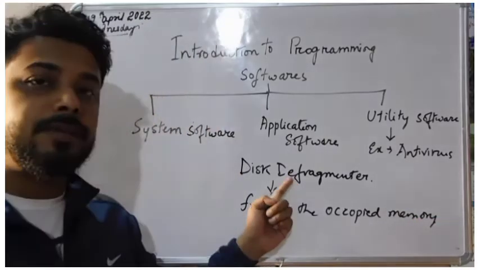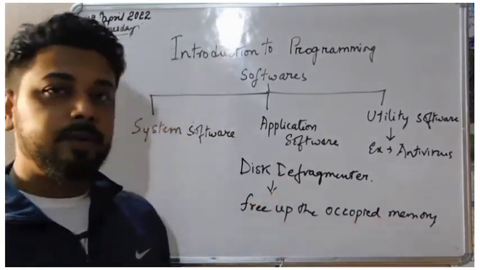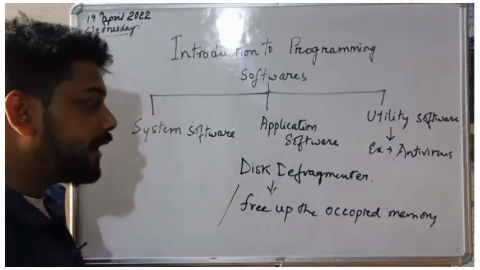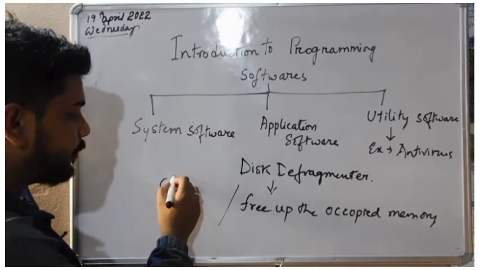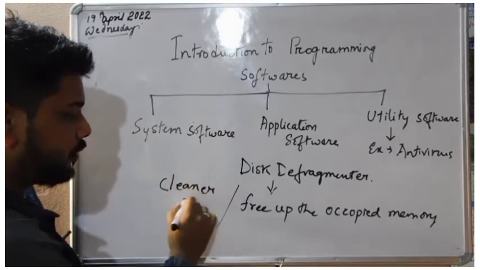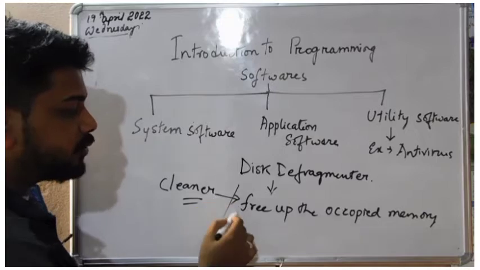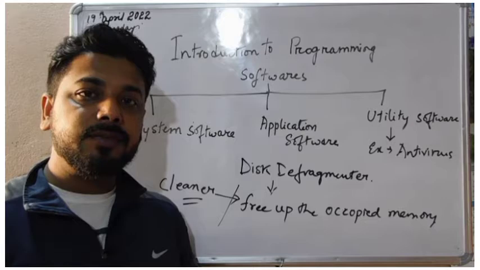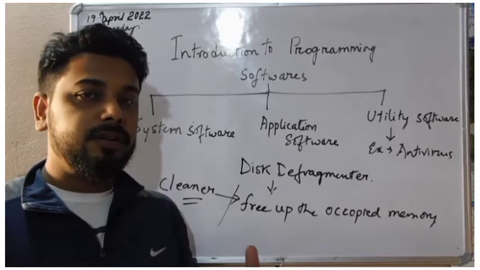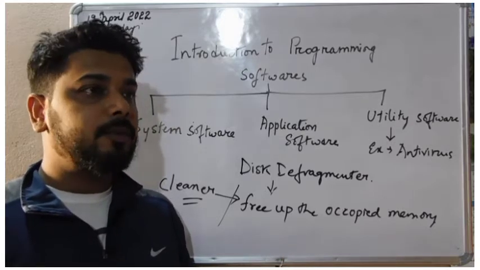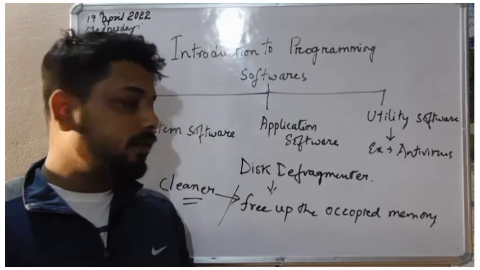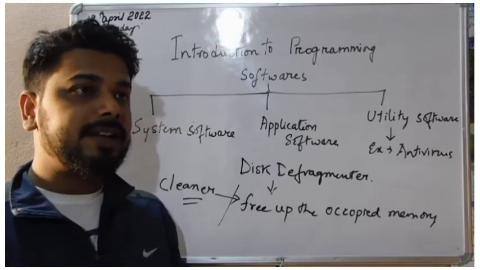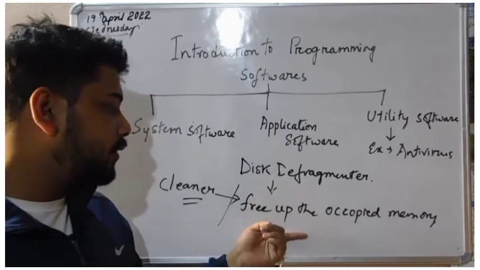The disk defragmenter helps you to free up the occupied memory. A similar kind of thing can be found in mobiles also. In mobile you might have seen the app called Cleaner. It helps you to free up the occupied memory, or the unwanted files. Suppose you install a software or an application, and for some reason you uninstall it, then some residual files remain. Those files are removed with the help of the disk defragmenter or Cleaner.